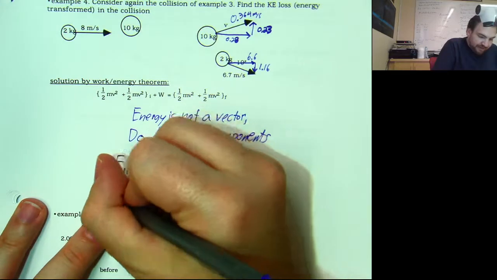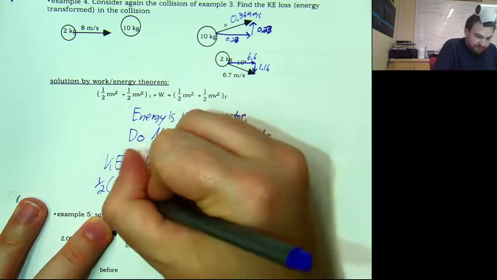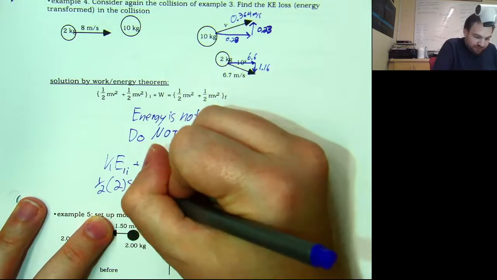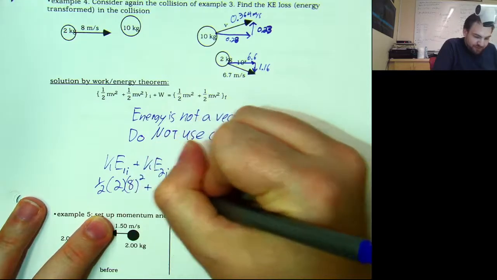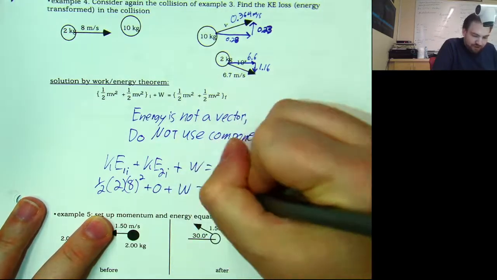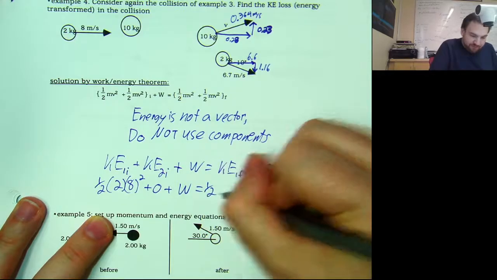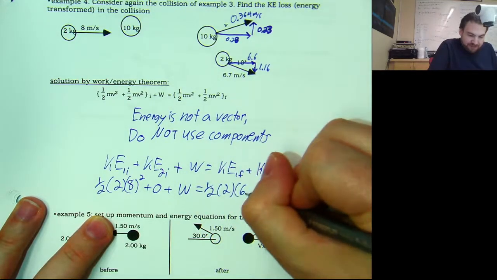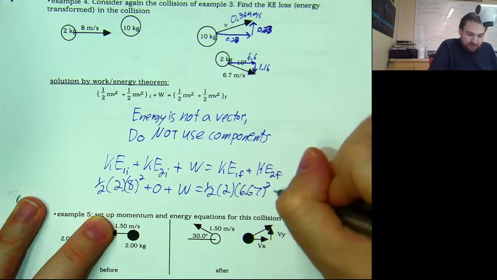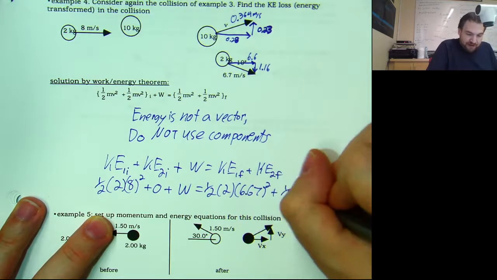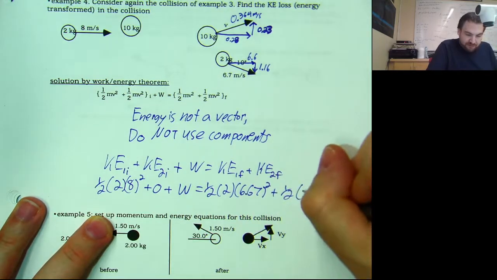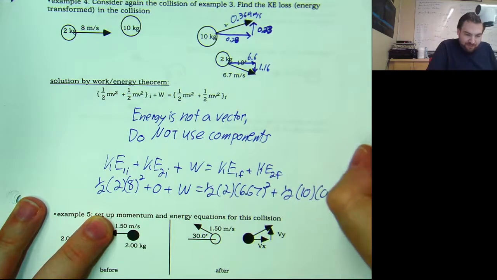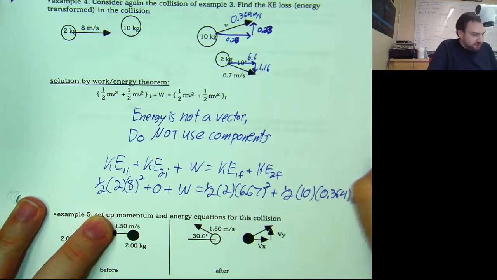So this is going to be 1/2 times 2 times 8 squared plus 0 plus work is going to equal 1/2 times 2 times 6.67 squared plus 1/2 times 10 times 0.364 squared.